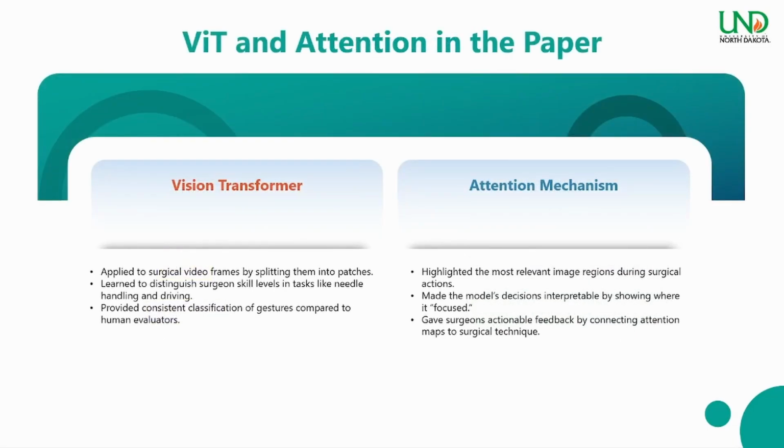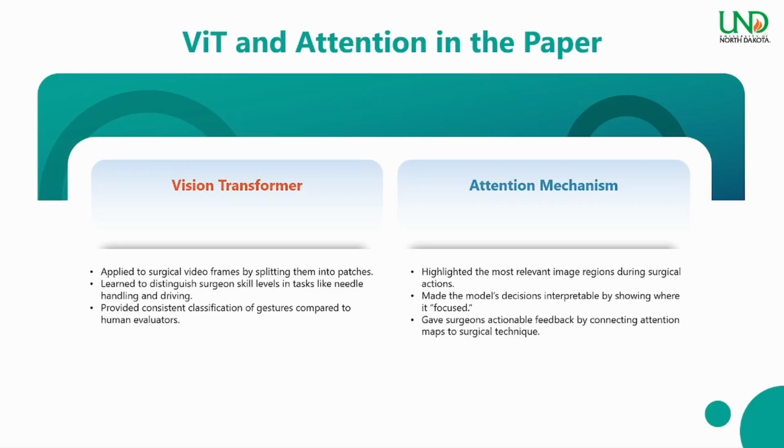Now we turn our attention to vision transformer and attention in the paper. This slide covers how vision transformers and attention were used in our selected paper. On the vision transformer side, the model was applied directly to surgical video frames by splitting them into patches. It learned to distinguish skill levels in tasks like needle handling and driving, and it consistently classified gestures in ways that matched or even outperformed human evaluators.